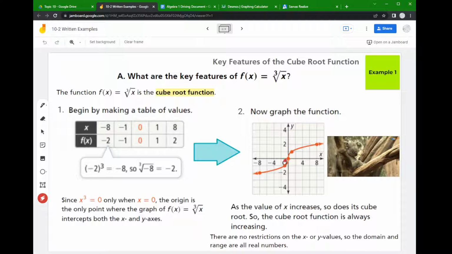Now, kids tend to get a little confused on the range. The range is talking about the y values. Notice this graph does continue in a downward trend forever and in an upward trend. It's just very slow. So, because it goes down forever and it goes up forever, the range is also all real numbers.